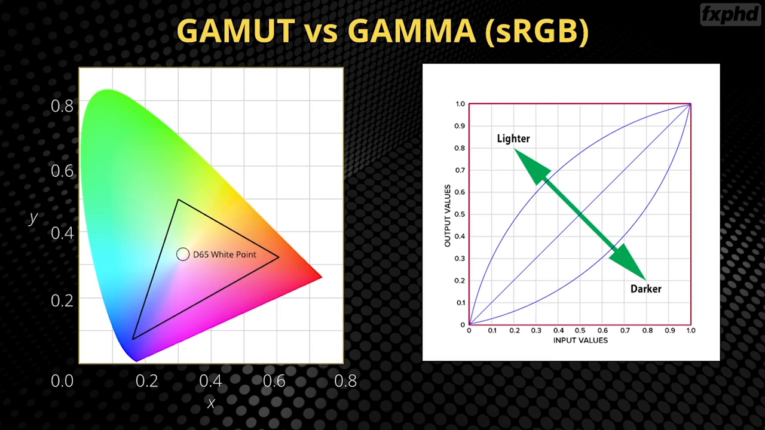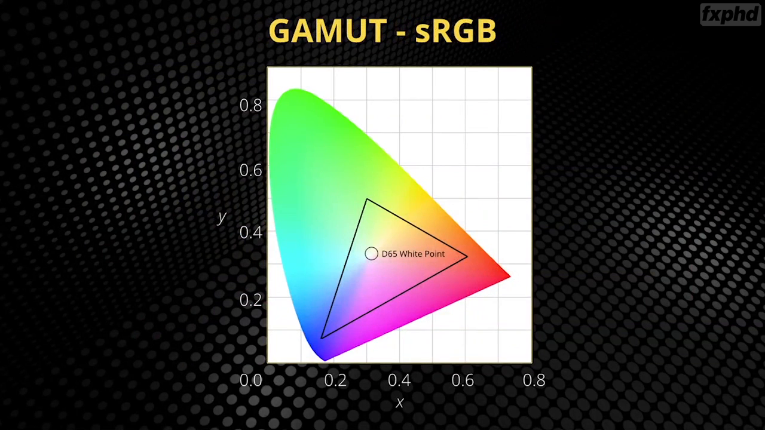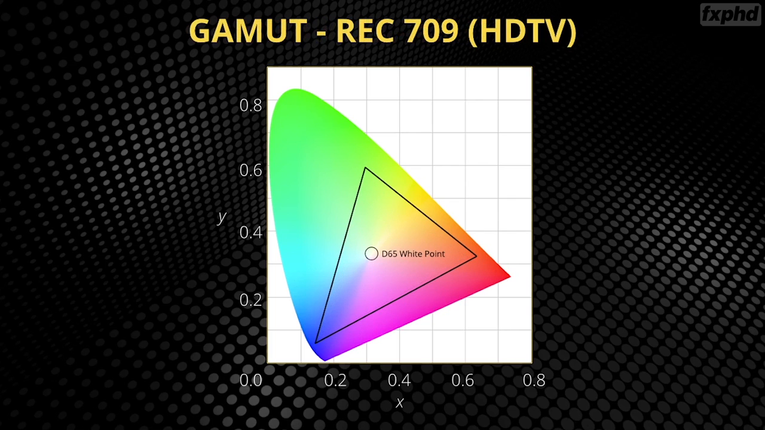What they're actually saying is that they're working in a linear color space, but the gamut that they're using is this section of color, which is defined as sRGB. And this is one of the smallest amounts of information from the overall color spectrum that you can use, sRGB. Now you can increase that by changing your gamut from sRGB to Rec 709 or HDTV, and that uses a larger amount of information. The gamut appears larger.